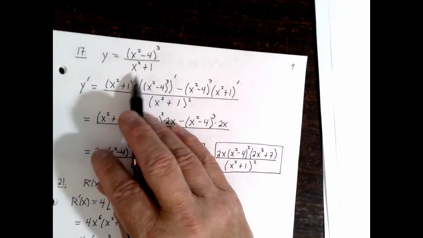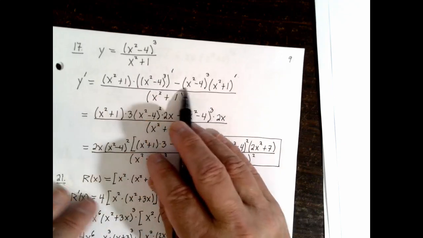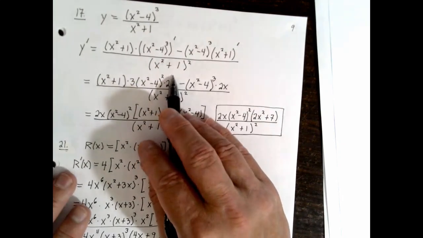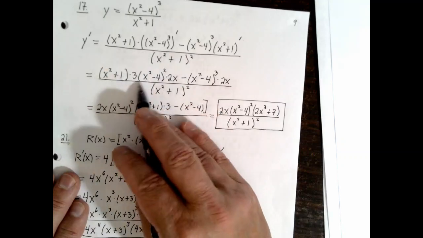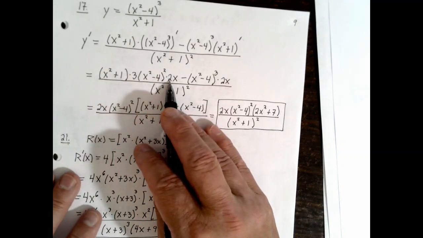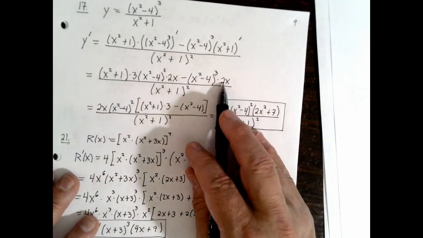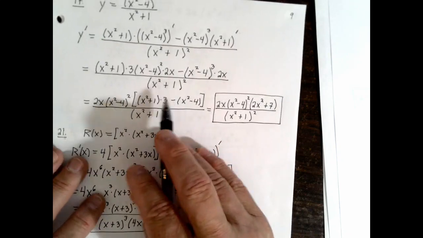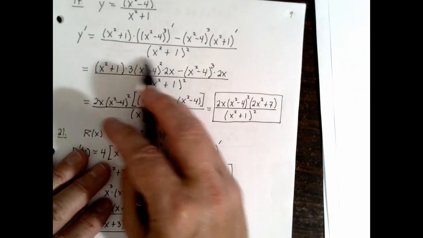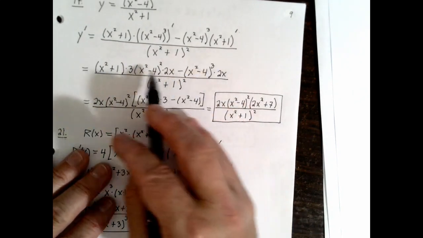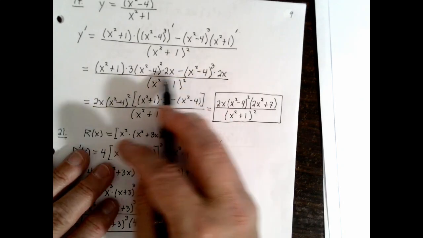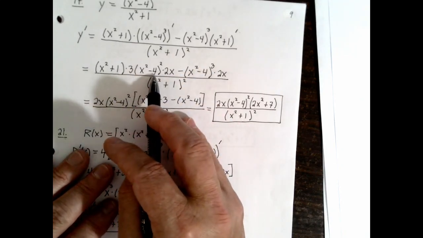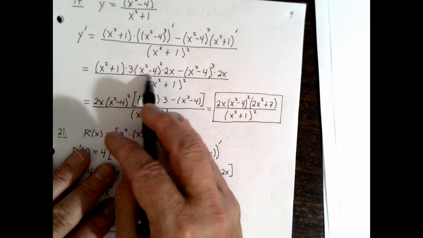This one, you've got bottom times the derivative of the top minus top times the derivative of the bottom over bottom squared, quotient rule, but you have to use the chain rule when you take the derivative of these guys. So you get 3 times that to the second, times the derivative of what's inside. And here you just get 2x. And now again, when you want to simplify this, think of this as one large term and this as another large term. They both have x squared minus 4s. This one has 3 of them, and this one has x squared minus 4 to the second. This one has 2 of them.